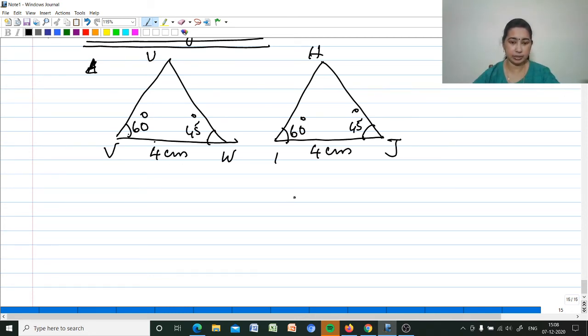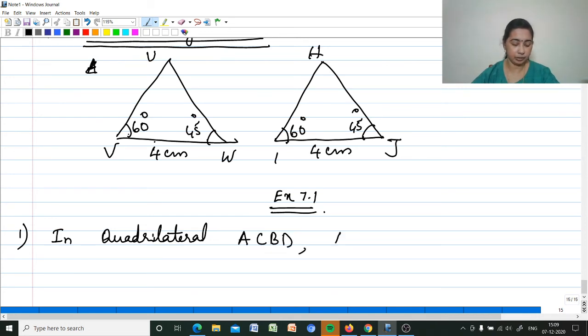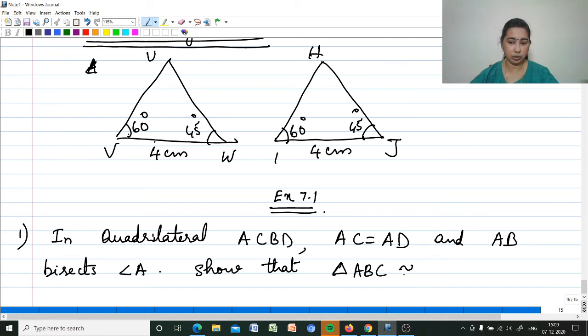In that exercise 7.1, one question is given, that is, in quadrilateral ACBD, AC is equal to AD and AB bisects angle A. Show that triangle ABC is congruent to triangle ABD. What can you say about BC and BD?